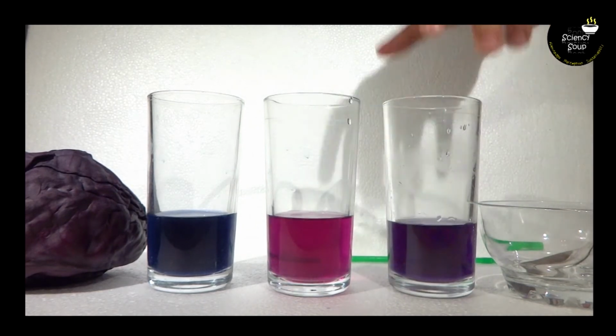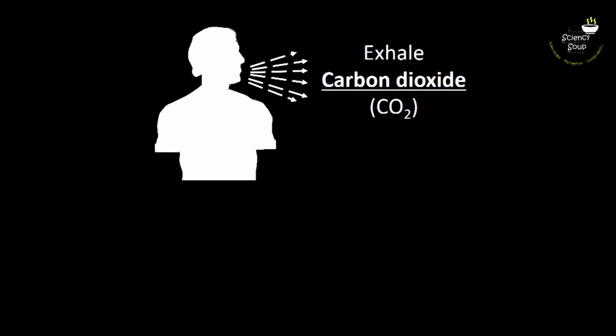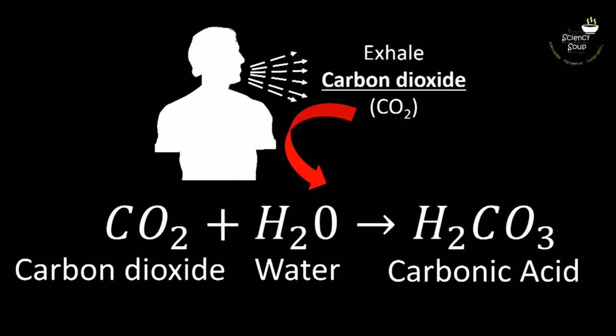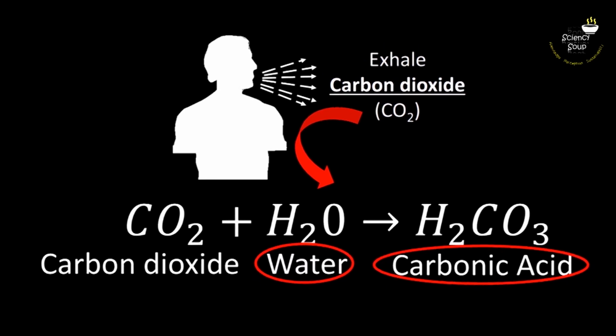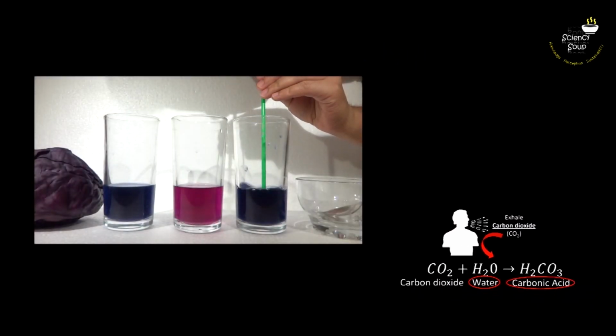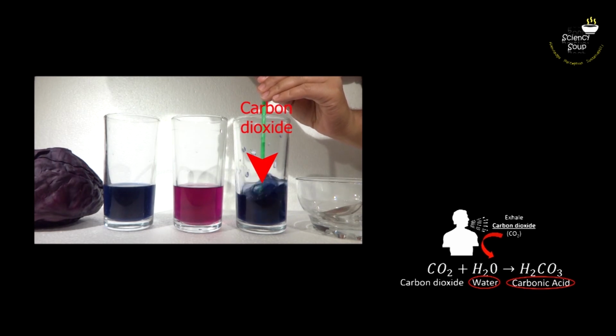Yeah. When we breathe out, we exhale carbon dioxide. As a rule of chemistry, when carbon dioxide interacts with water, it forms an acid called carbonic acid. In the experiment, by blowing into the straw, Ankit exhaled carbon dioxide from his mouth into the cabbage water.